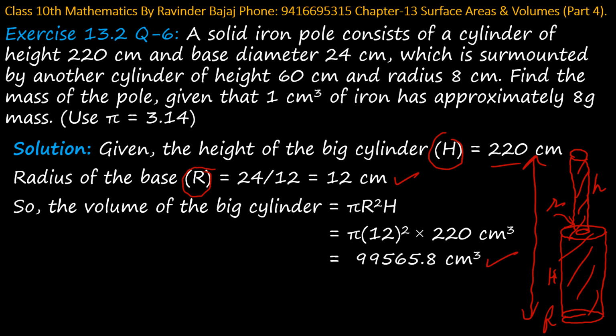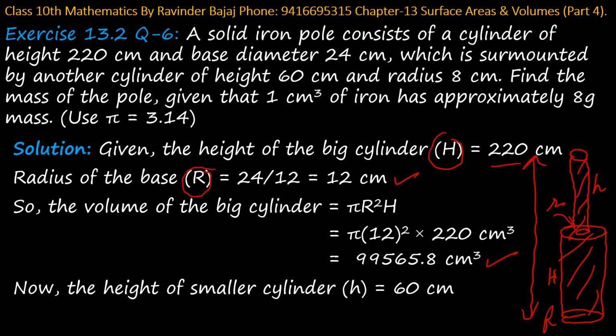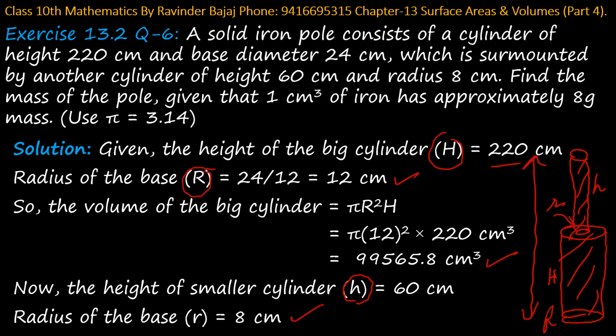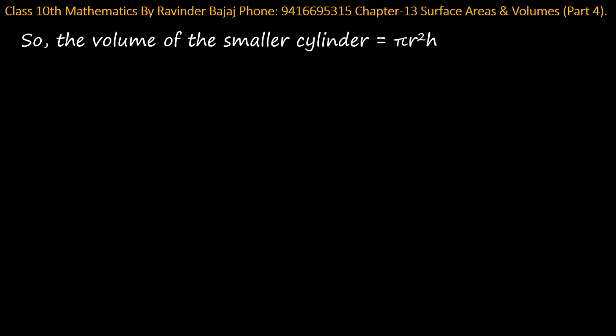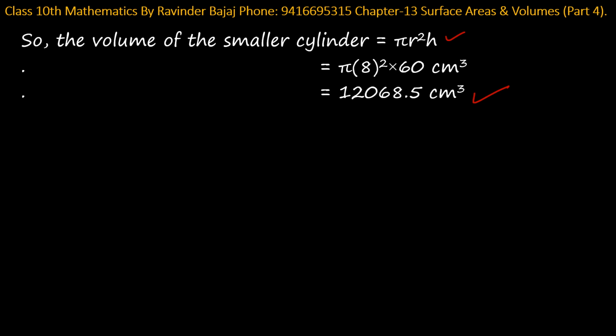Now after this we will find the volume of the smaller cylinder also. So the height of the smaller cylinder, small h, is equal to 60 centimeter and radius of the smaller one is 8 centimeter. Now we will calculate the volume. So the volume of the smaller cylinder is equal to pi r square h. Formula is same for both the cylinders. Pi into 8 square into 60 centimeter cube, which is this.